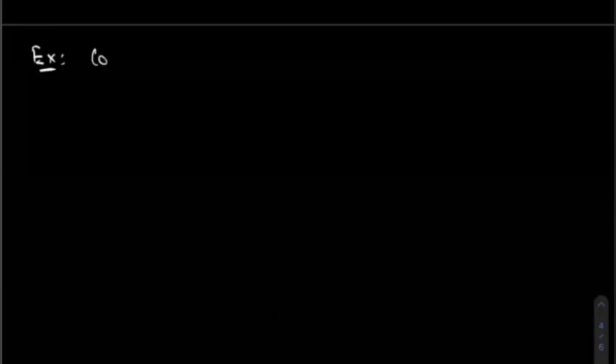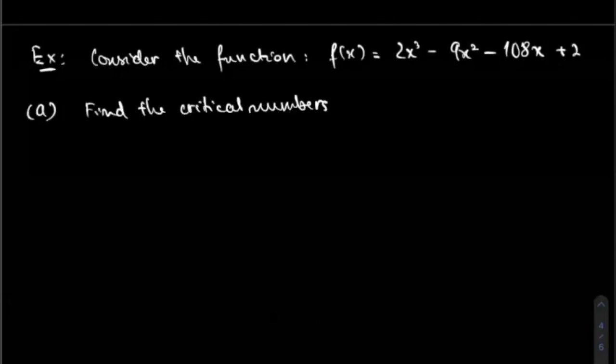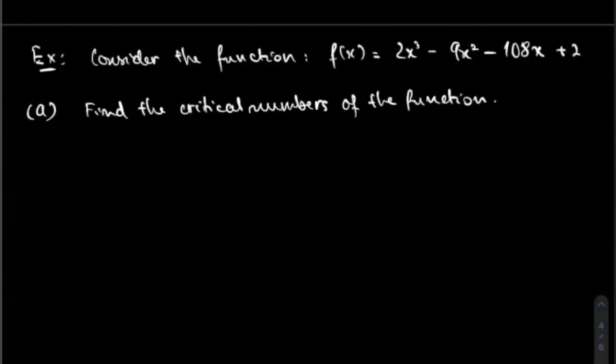Consider the function f of x equal to 2x cubed minus 9x squared minus 108x plus 2. There are multiple parts to this particular problem. The first part is to find the critical numbers of the function. To find the critical numbers, once again, you have to take the derivative of the function and set that equal to 0. So the derivative of the function is 6x squared minus 18x minus 108.